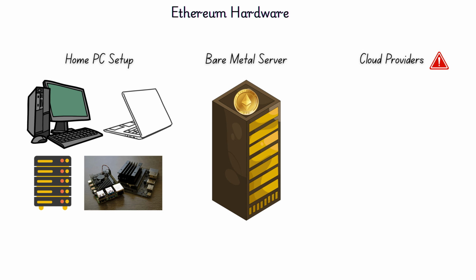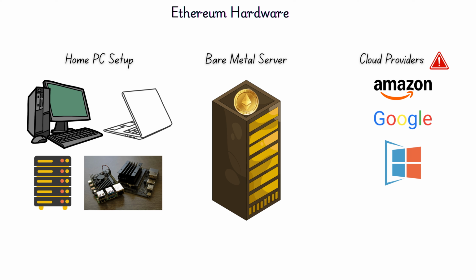These companies rent out physical servers, not virtualized cloud machines, but actual hardware in data centers. It's still centralized to a degree, but it gives you more control and avoids over-reliance on cloud giants like AWS, Google, or Microsoft. So the strongest option is always your own hardware. But if that's not practical, bare metal can be a good compromise. The most important thing is making sure Ethereum isn't overly concentrated in one place.